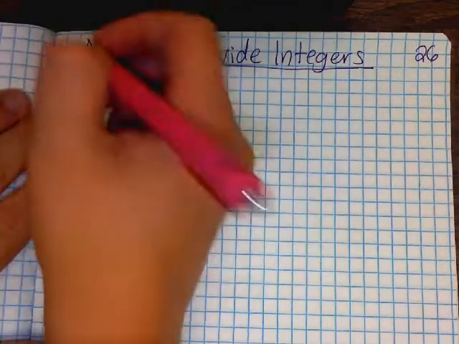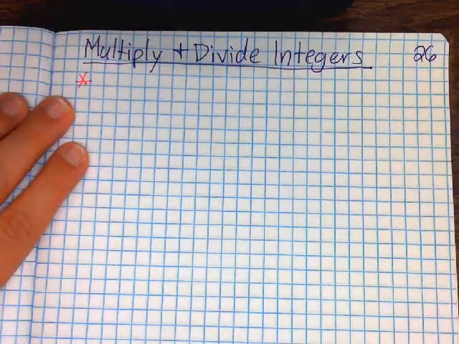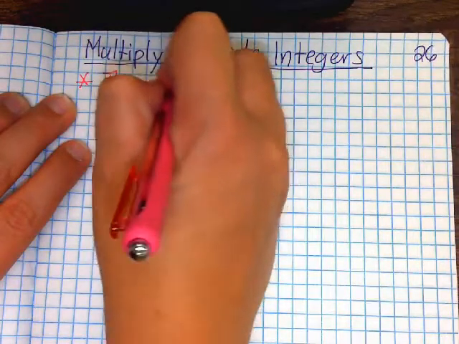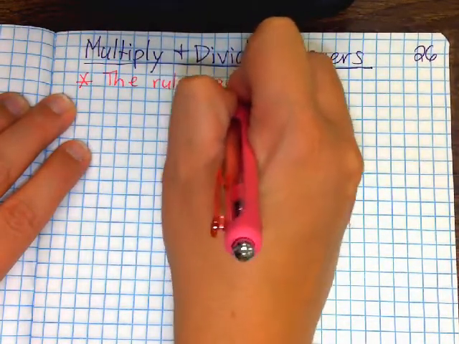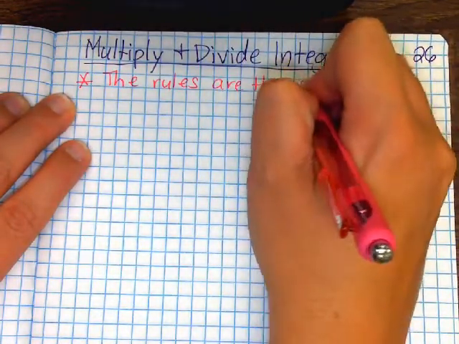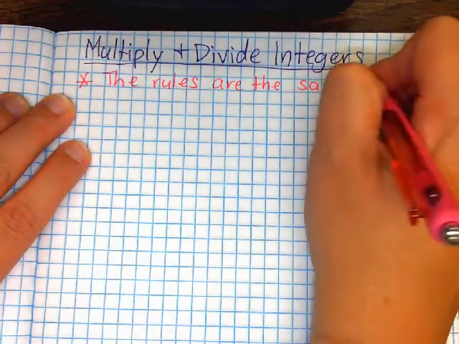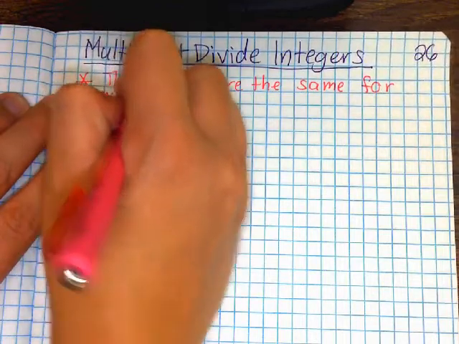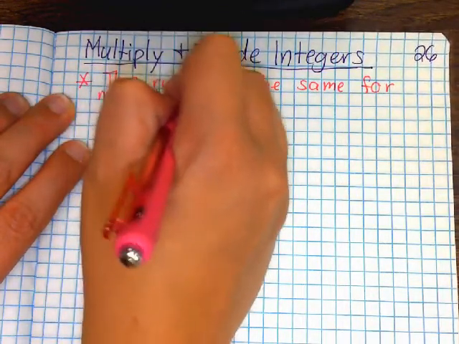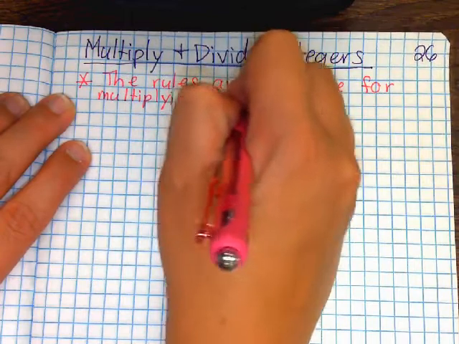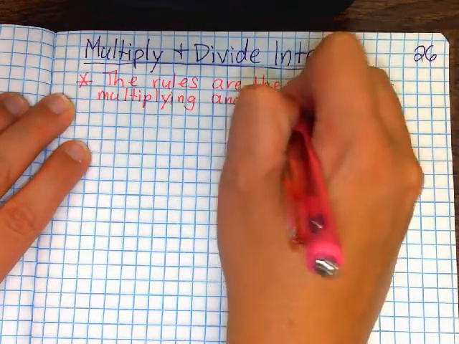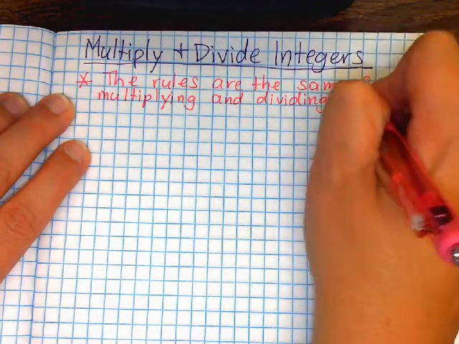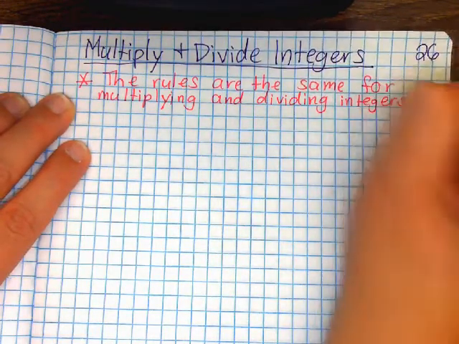To start off with, it's important to note that the rules are the same for multiplying and dividing integers. Okay, the rules are the same.